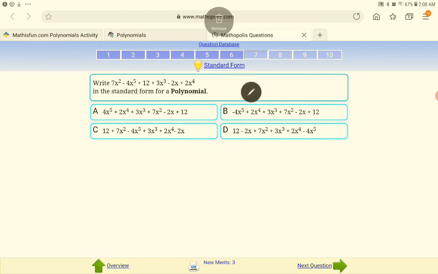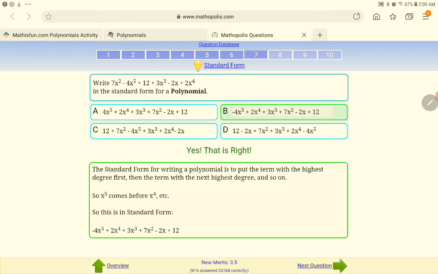I don't even have to check the rest of the polynomial, but I'll just glance at it. Make sure my exponents are in descending order, 5, 4, 3, 2, 1, and then the constant. So that's B.